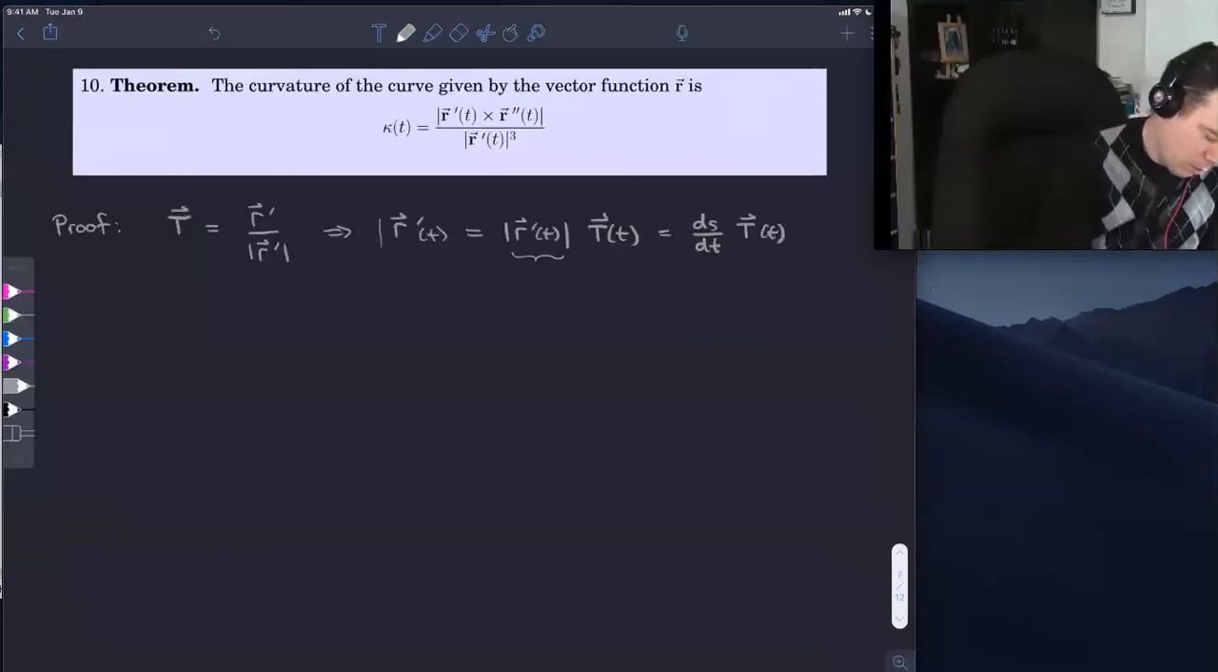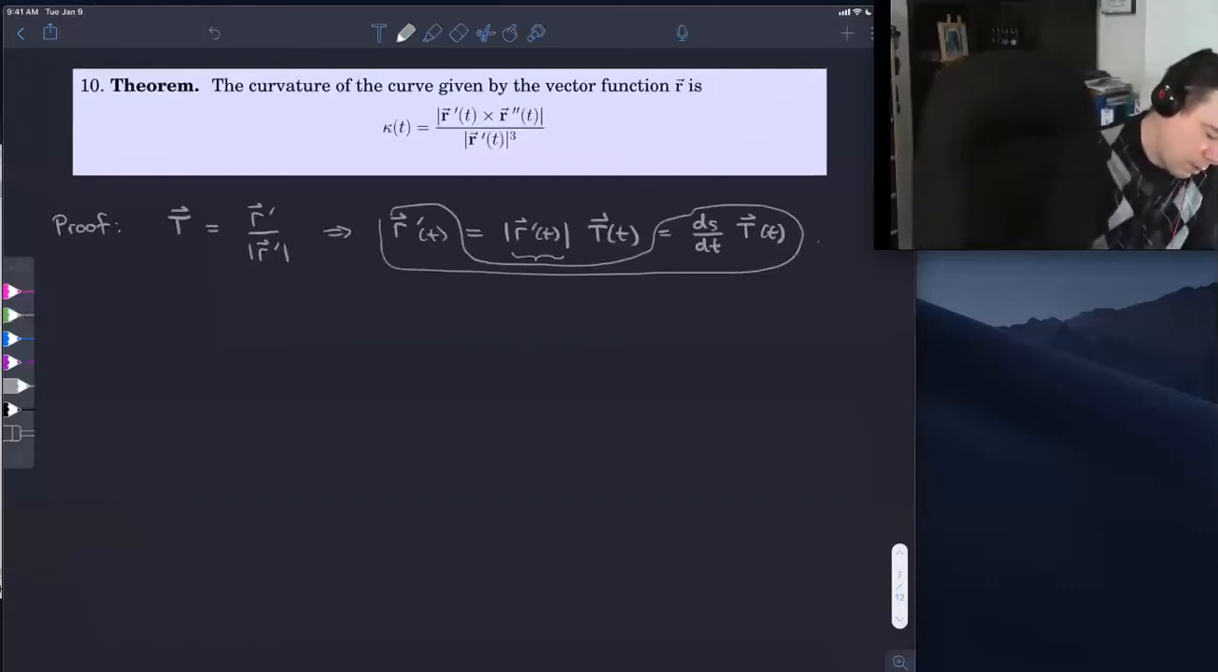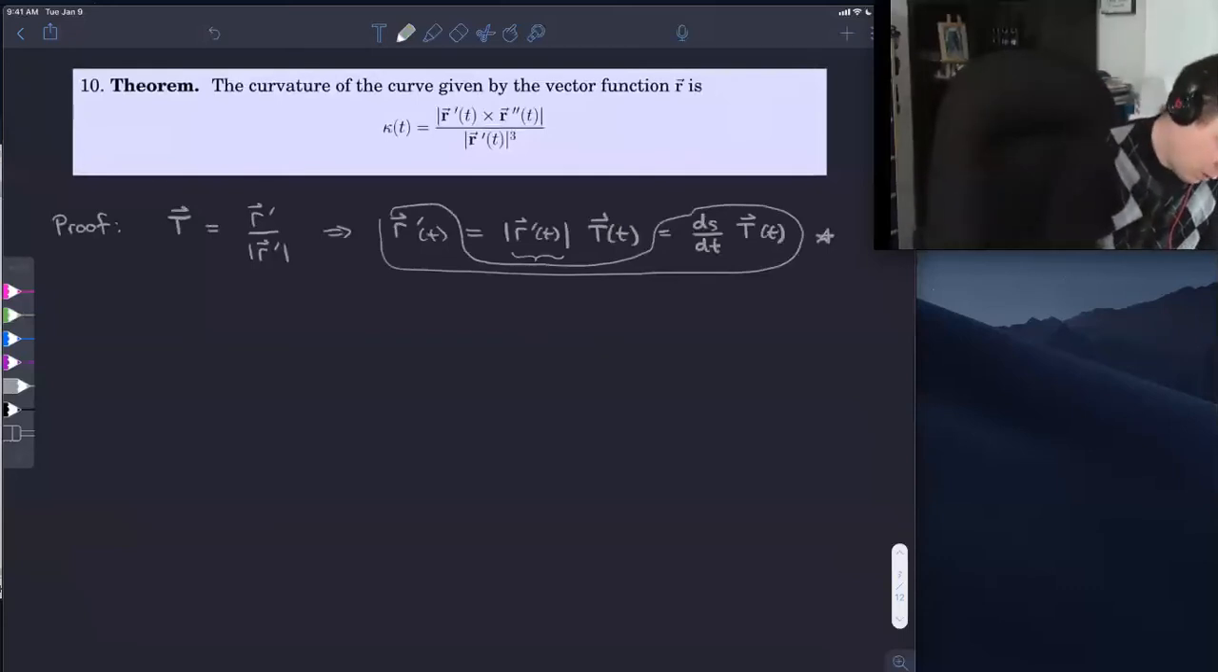So let's just jot this one down. This is the useful part. Let's maybe call that star. And the reason is because in this next line, I am going to differentiate it with respect to t.